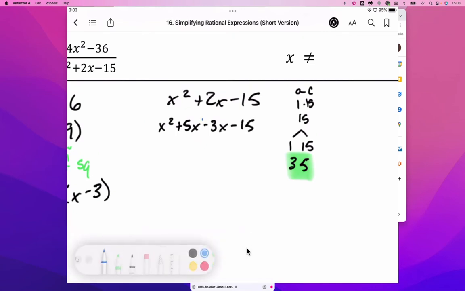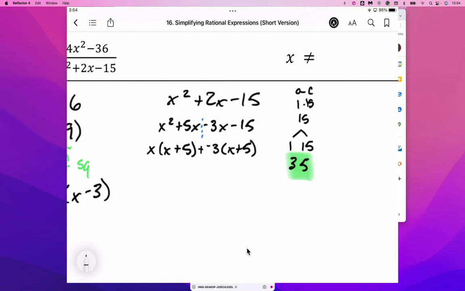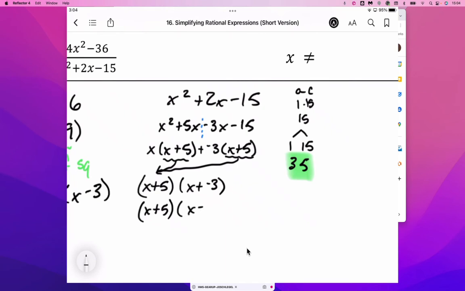And then down the middle. On the left, I can factor out an x. I'm left with x plus 5. On the right, if I want to be left with x plus 5, I need to factor out a negative 3. So our x plus 5s are common on both sides, and that leaves x plus negative 3. We can clean those signs up to have an x minus 3.